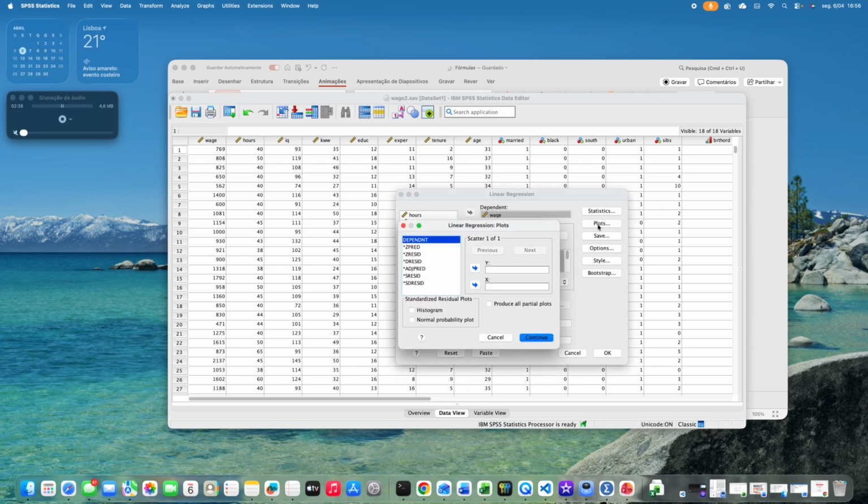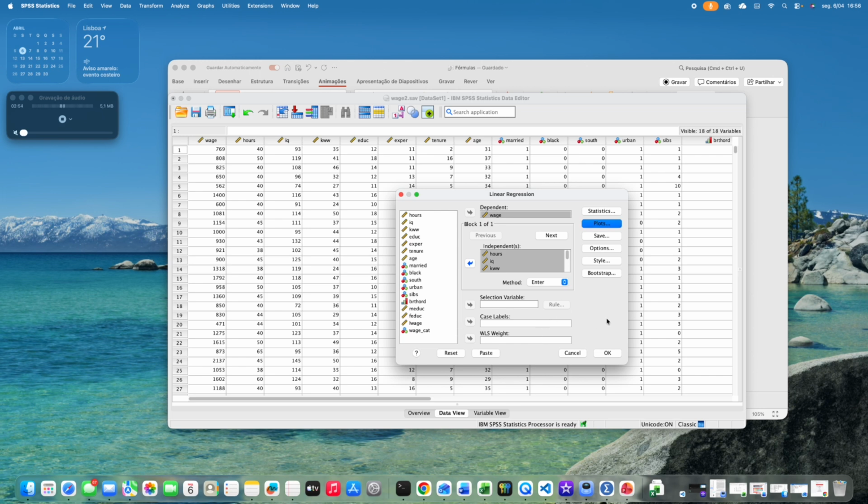and in plots we are just going to choose the histogram and the PP plot. We could choose some more things, but we will leave that to the diagnosis and tests phase. And we are not going to save the predicted values yet. So let's click OK and move to the estimated model.